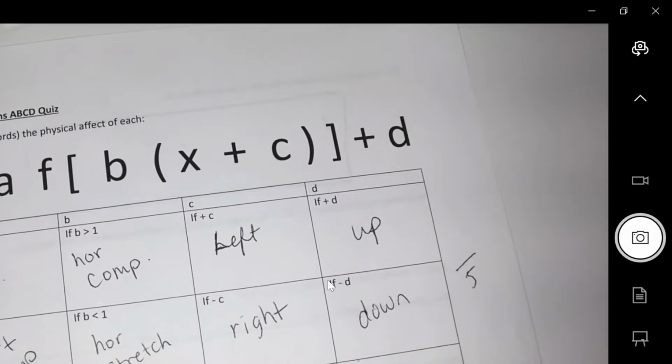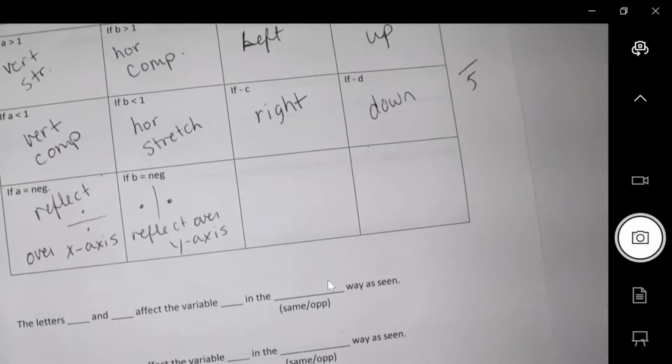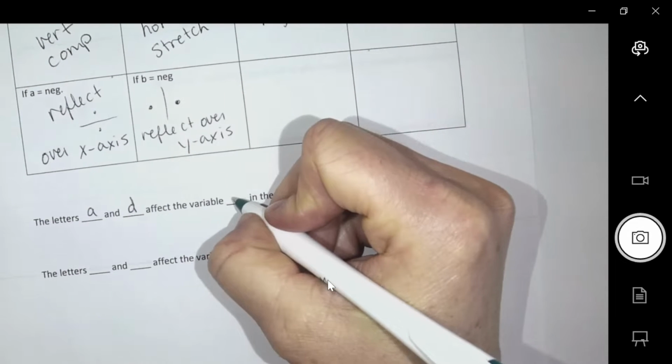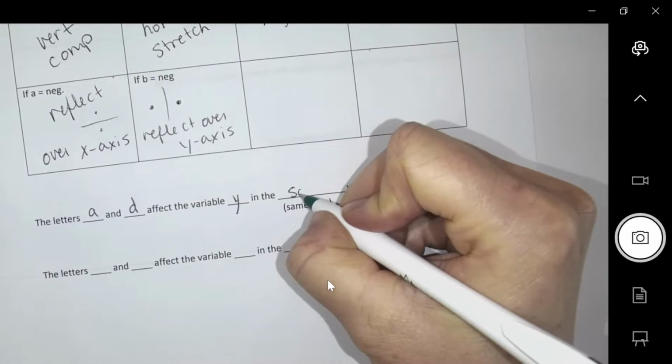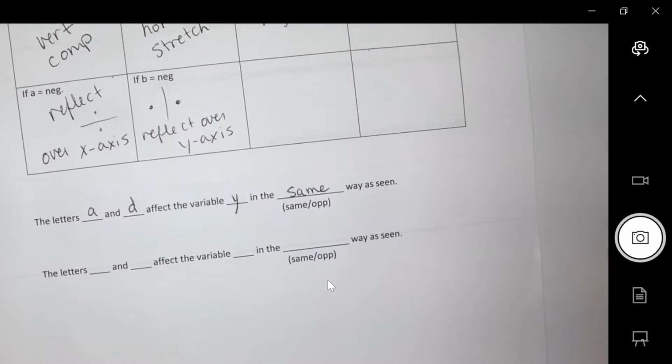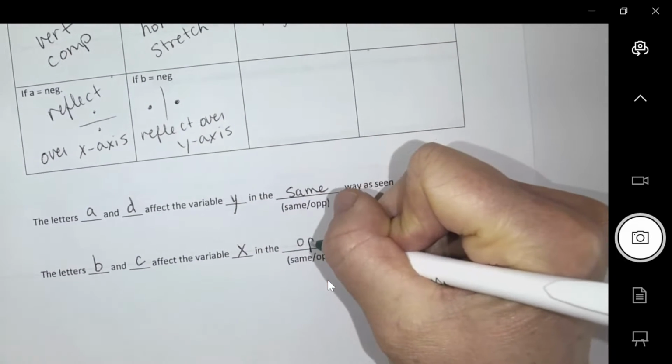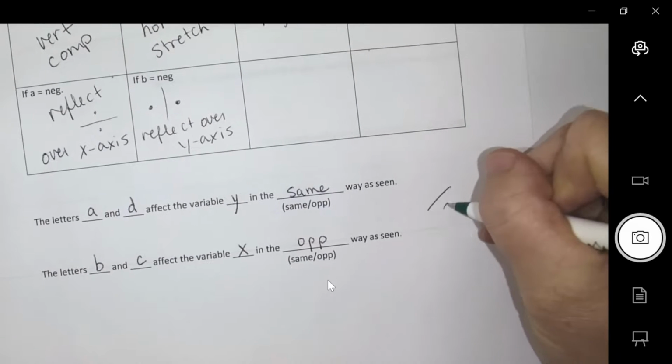Give yourself a score out of 5. Half a point each box if you got it. Okay, at the bottom, I was looking for this. The letters A and D affect the Y in the same way. So that should have been one of your lines, doesn't matter where you put it. The B and the C affect the X in the opposite way. Can you give yourself something out of 2?